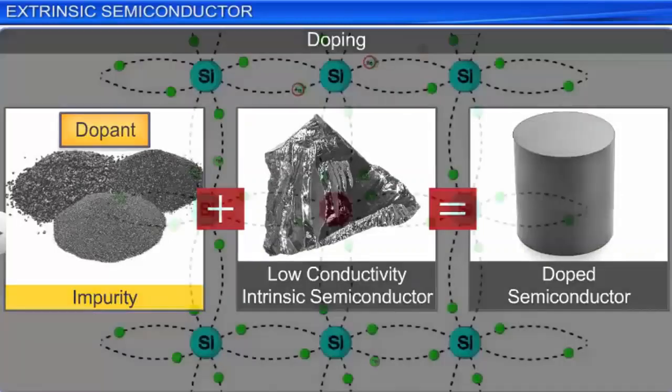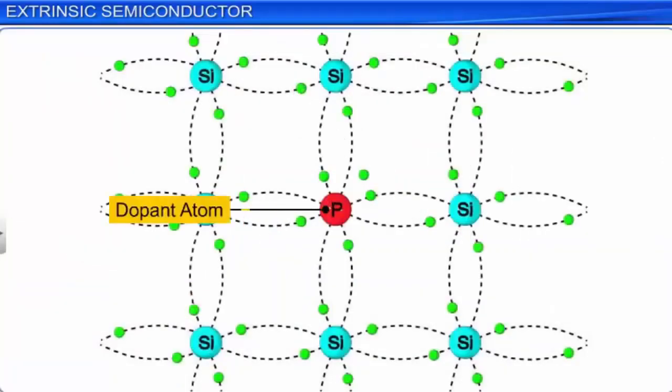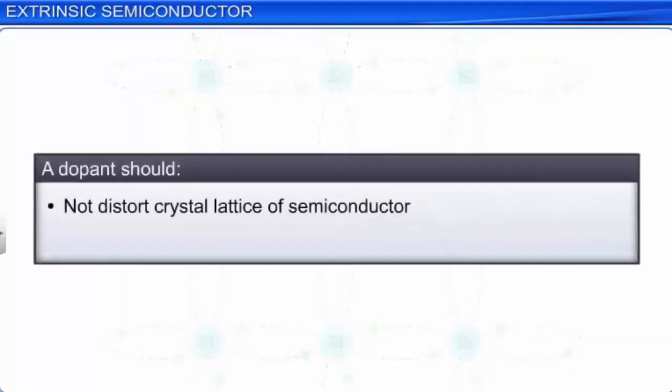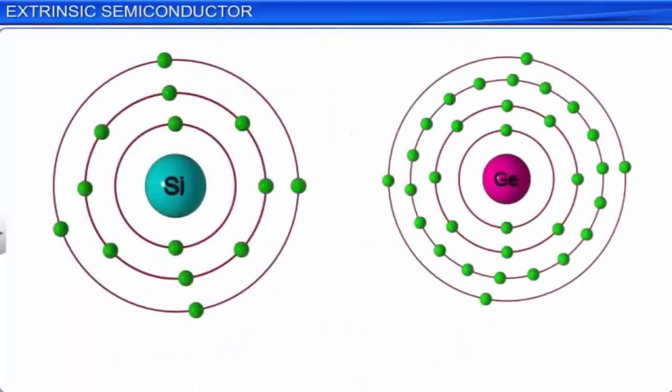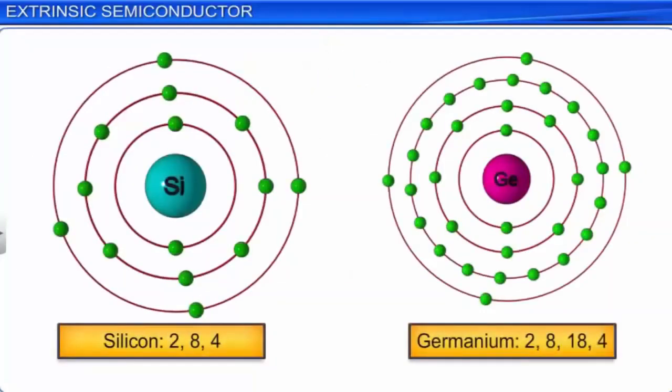During the process of doping, the dopant gets positioned in the crystal lattice of the semiconductor. It is important that a dopant does not distort the crystal lattice of a semiconductor. For this, the dopant atoms should be comparable to the semiconductor atoms in size. We have learned that both silicon and germanium are tetravalent. That is, each of their atoms has 4 valence electrons.